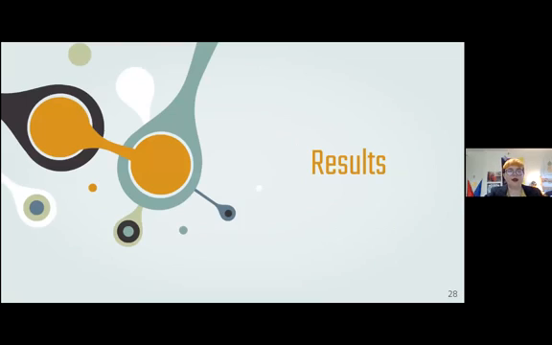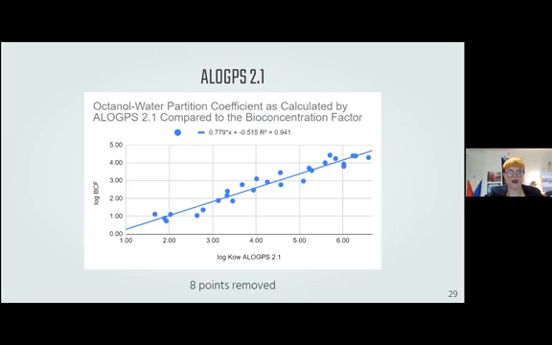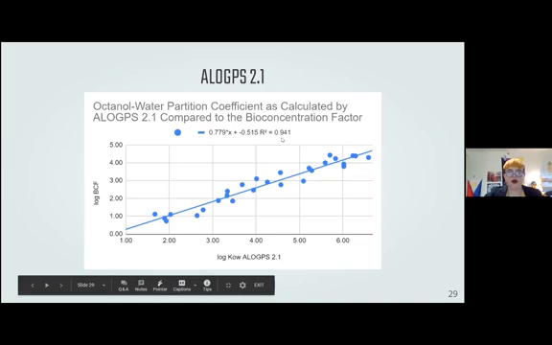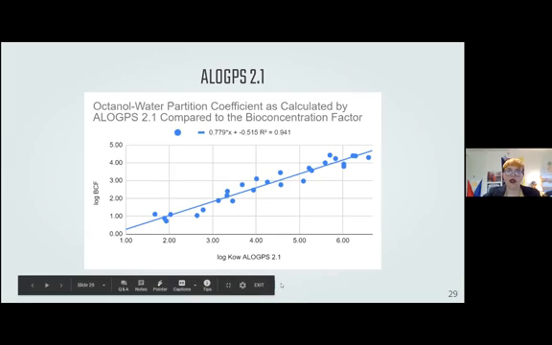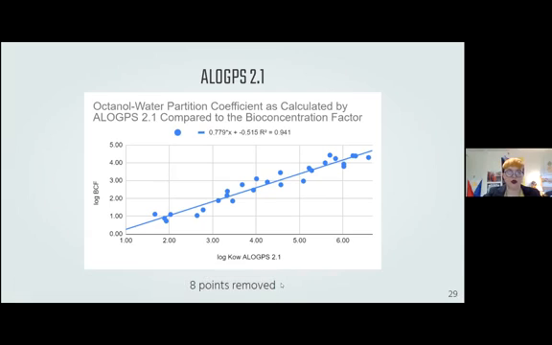So what were the results of this work? I have a couple graphs here. Here is ALOGPS 2.1 calculated KOWs compared to the bioconcentration factor. I want to highlight, first of all, R squared value of 0.941. The ideal R squared value is 1, so this is pretty good. But there were 8 points that were removed as outliers using a method of pulling out residuals. But I want to highlight again, despite the fact that this one has a good R squared value, ALOGPS 2.1 does not account for stereochemistry. So we know that this is not perfect.